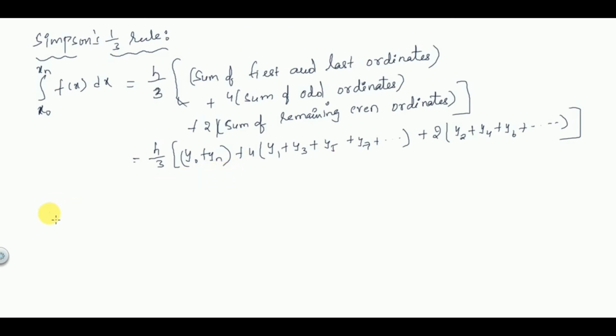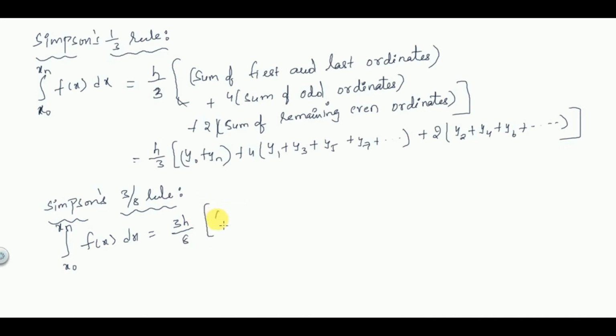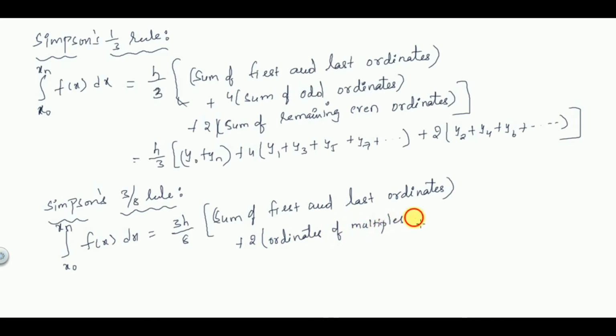Similarly, the formula for Simpson's 3/8 rule is: integral x0 to xn f of x dx is equal to 3h by 8 into the sum of first and last ordinates, plus 2 into the ordinates of multiples of 3.